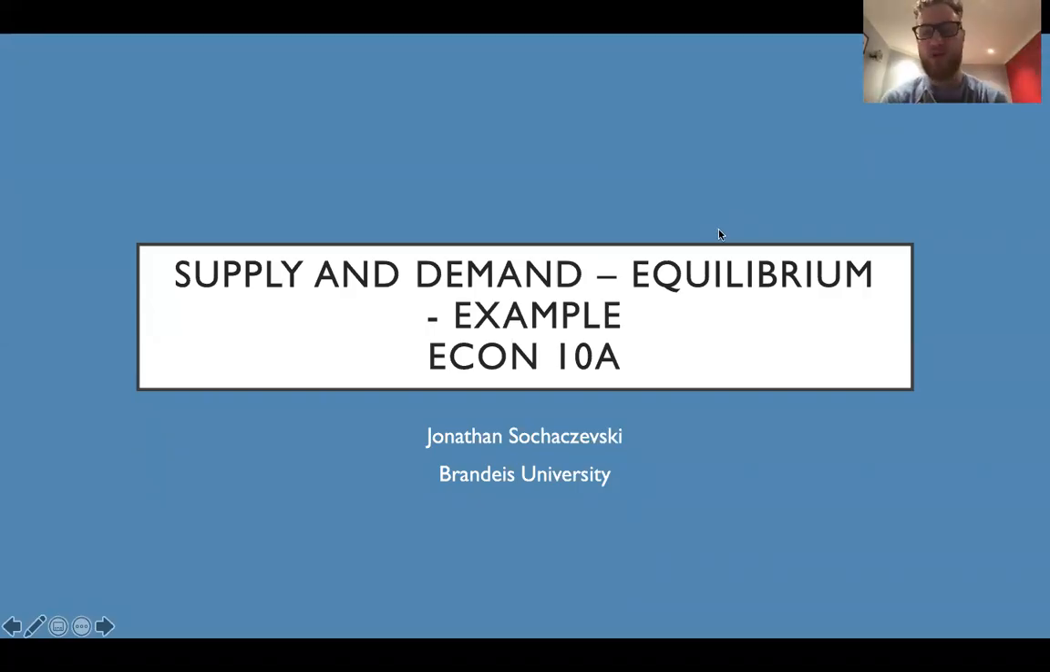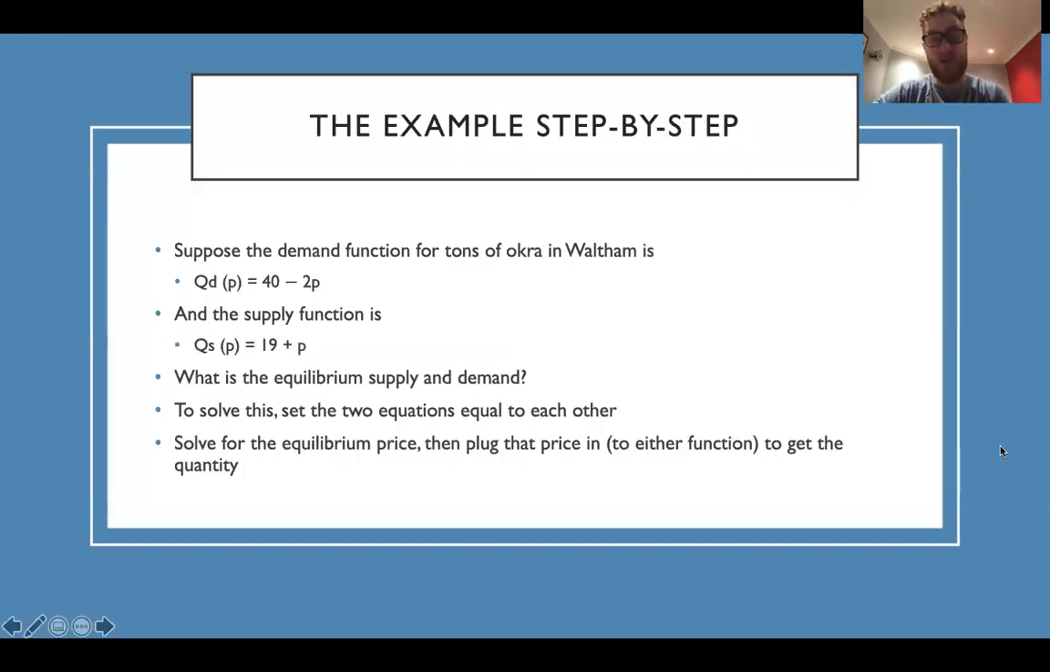Hello, everyone. We're going to be doing supply and demand to find an equilibrium. We're going to be doing an example today. Let's get started. So we start with the example step by step.